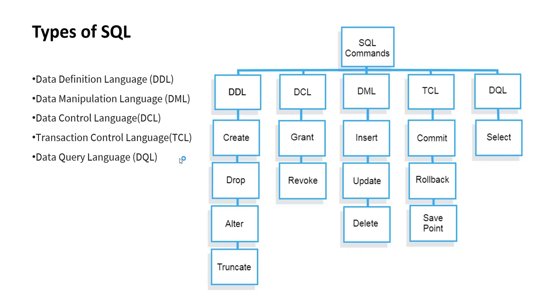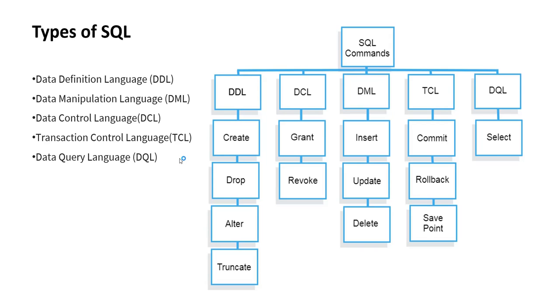Types of SQL. Now we are going to discuss the types of SQL. First, DDL. DDL stands for Data Definition Language, and in DDL we have the create, drop, alter, and truncate commands. Next is DML. In DML we have insert, update, and delete. DCL stands for Data Control Language, and in this we have grant and revoke. With grant we give permission to some users, and with revoke we take back the permission.